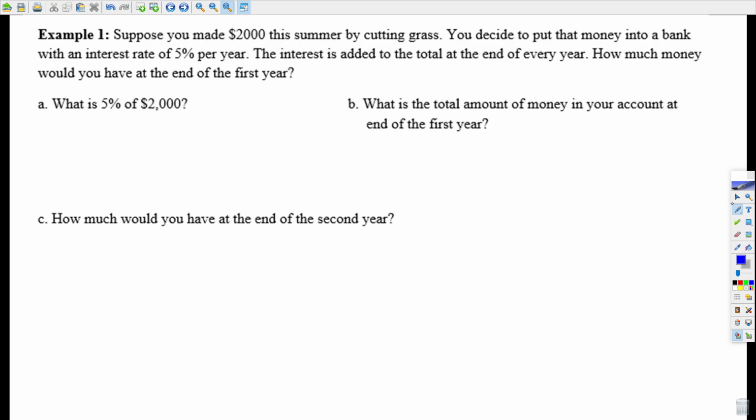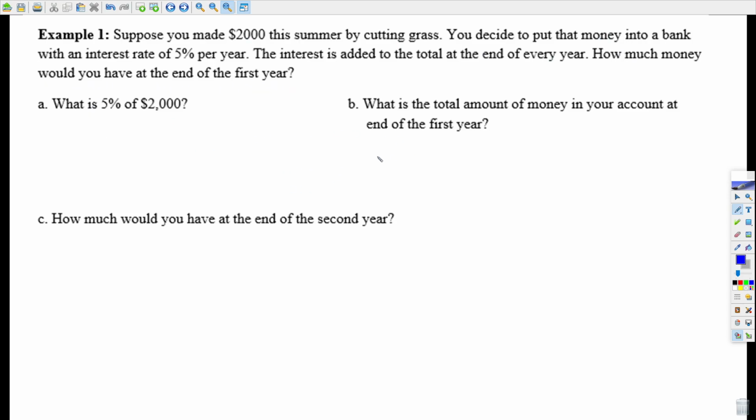All right, example 1. Before we get into it, there's eventually going to be a little formula we're going to use, but we're just going to go through this together, thinking about how you'd solve this in real life. Suppose you made $2,000 this summer by cutting grass. You decide to put that money into a bank with an interest rate of 5% per year, which, by the way, would be a lot of money. The interest is added to the total at the end of every year. How much money would you have at the end of your first year?